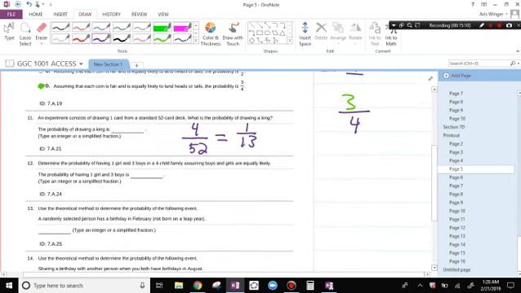Determine the probability of having 1 girl and 3 boys in a 4-child family, assuming boys and girls are equally likely. So we can do this in all sorts of ways. I'm going to do this in a couple of ways, right? So one way is we are going to say we've got 4.